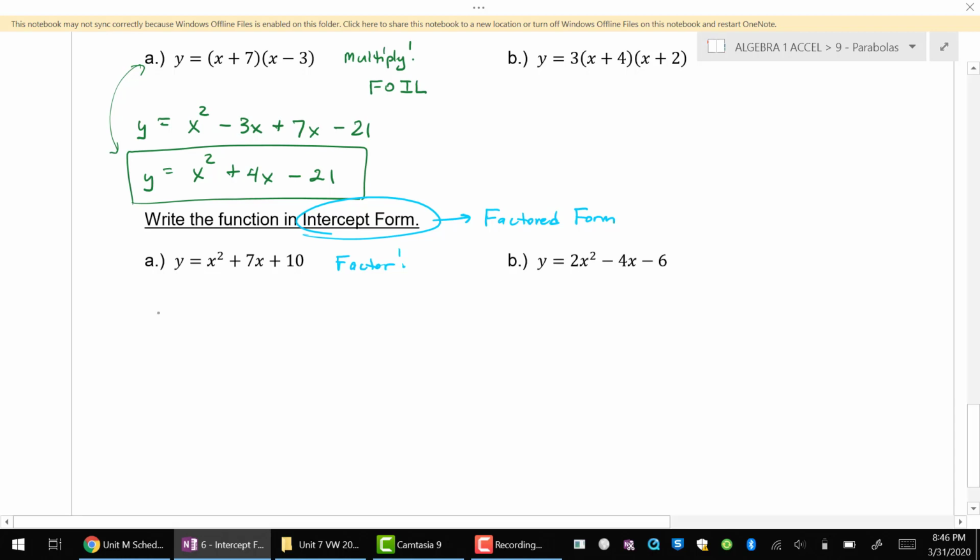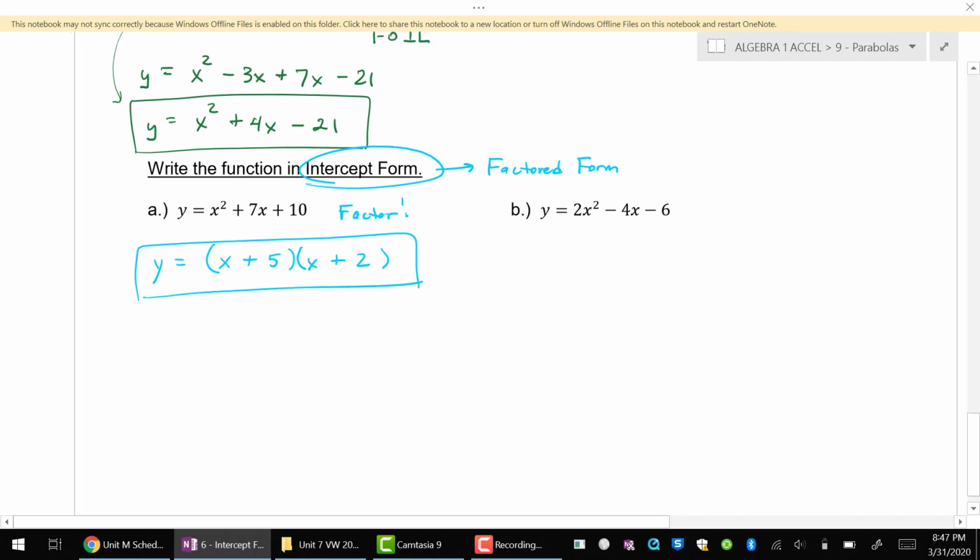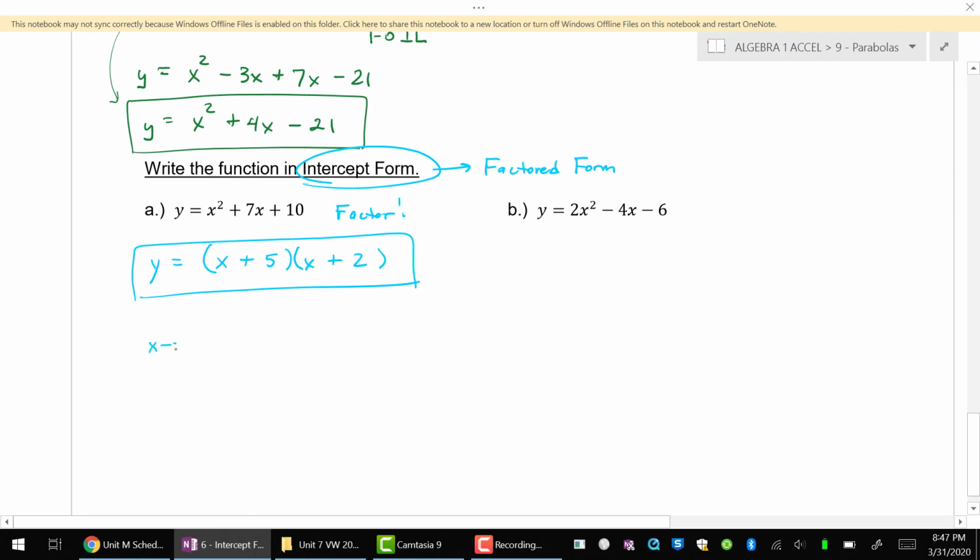So for this question here, factor x squared plus 7x plus 10. Two numbers that multiply to 10 and add to 7 would be 5 and 2. So here is the function written in intercept form. The a value is a 1. Be careful too, if this question was looking for x-intercepts or solutions, make sure that you don't say 5 and 2. The x-intercepts would be -5 and -2. So watch out for that distinction with intercept form.